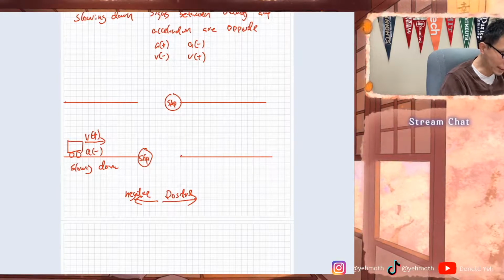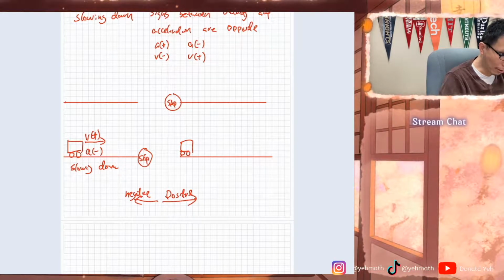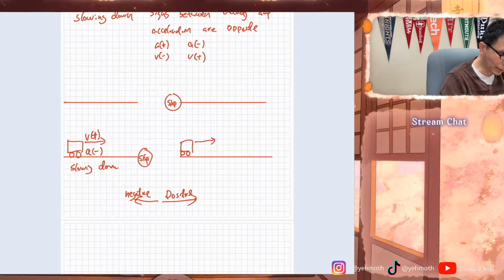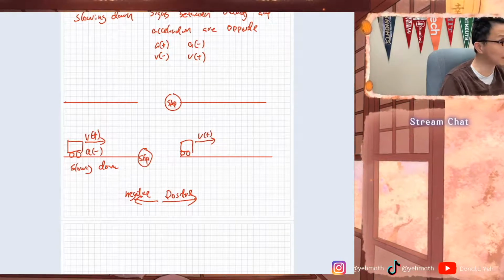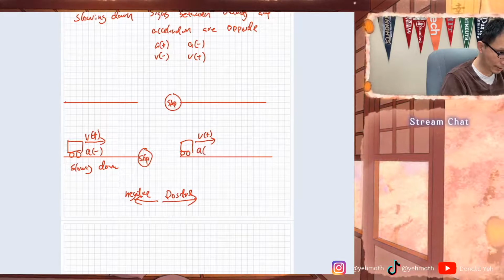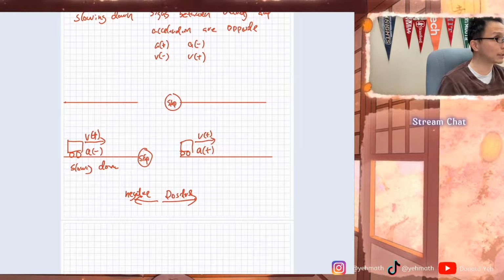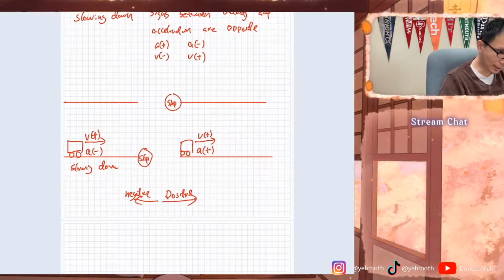Now after the stop sign, your car has no more stop sign. You just keep on going, you can go straight to school now. What's my velocity? My velocity is still positive, and you press the gas, so the acceleration is positive. The direction makes complete sense, and this is speeding up.